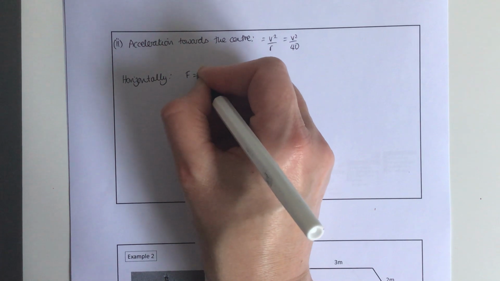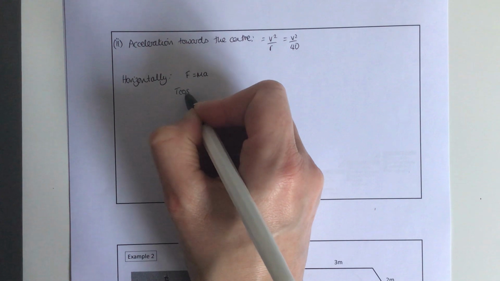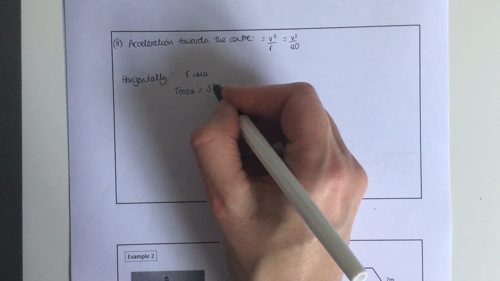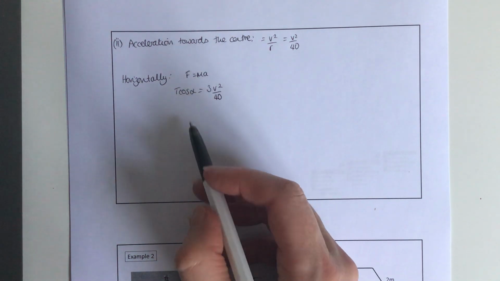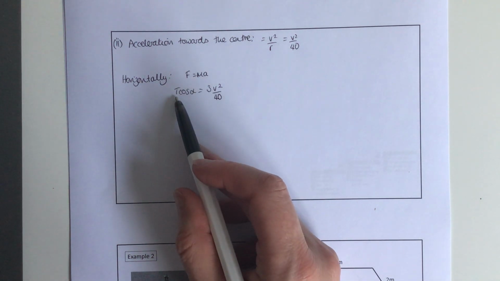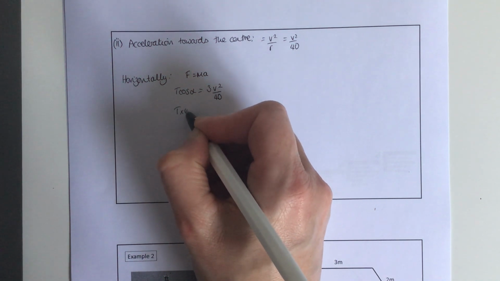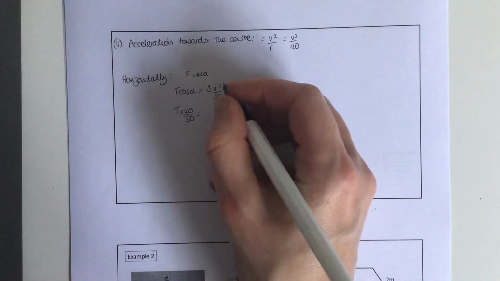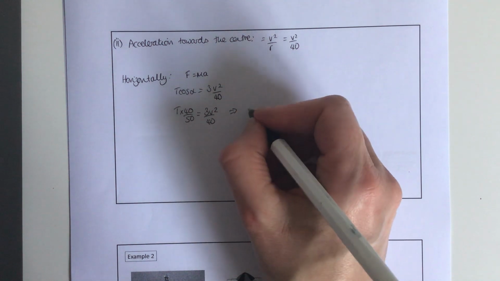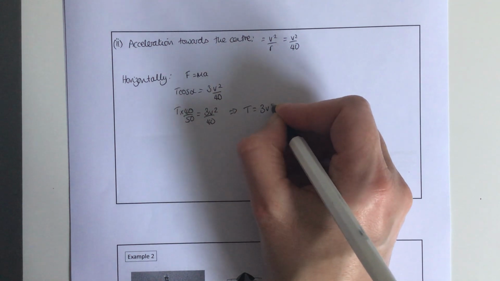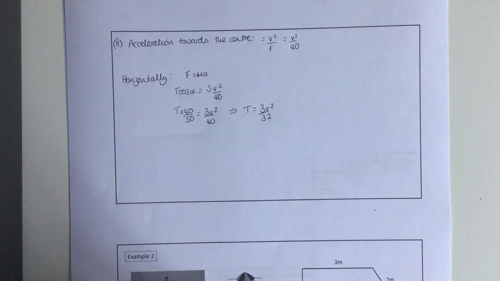So F equals ma. Same as before, horizontal force is T cos alpha. That is equal to our mass, which is 3, times our acceleration, which we said is v squared over 40. Again, we can substitute in what we know. We don't know T in this situation yet, but cos alpha we can write in, which is 40 over 50. That gives 3v squared over 40, and that implies then that our tension is 3v squared over 32. So now then, let's resolve vertically.